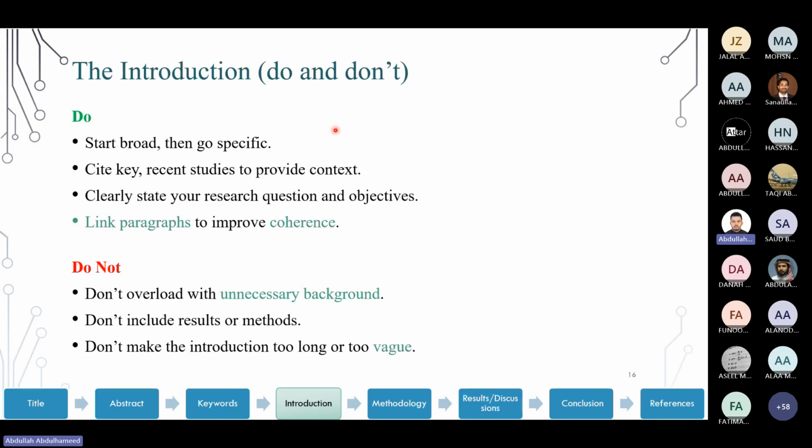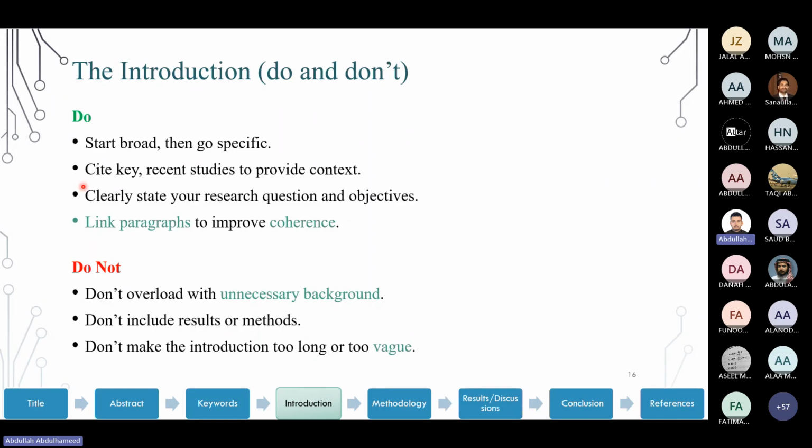Second thing, cite key recent studies to provide context. This is another very important thing. I noticed in some papers that I reviewed before, some students are using references that are quite old. Some are from the 1990s, which nowadays is very old. Even before 2020 is old. Starting from 2000 until 2010, I will also consider old. Usually we try to only cite the recent 5 years.